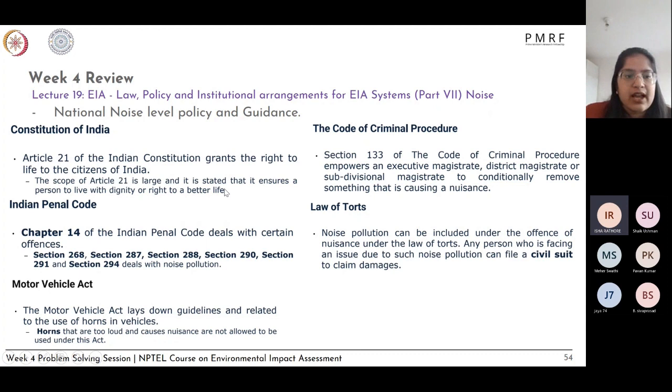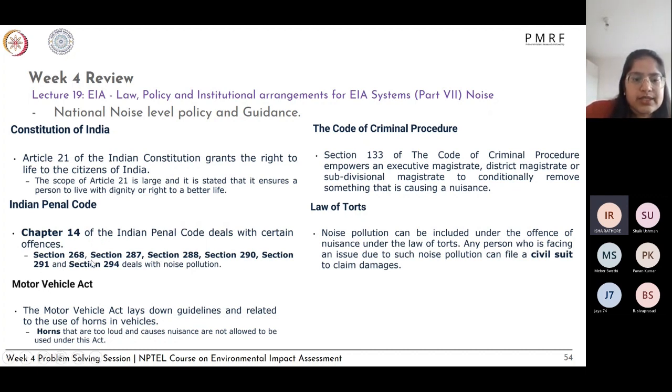And then we have the Code of Criminal Procedure, which is Section 131, 133 of the Code of Criminal Procedure, which empowers any executive magistrate, district magistrate, or subdivisional magistrate to conditionally remove something that is causing a nuisance. So you can remove someone causing a noise impact in your area, which is again uncalled for or is above certain specified levels. And then we have the Indian Penal Code, which has Chapter 14, which deals with the offenses relating to noise pollution.